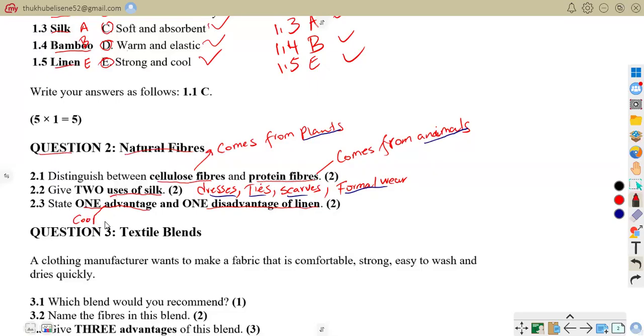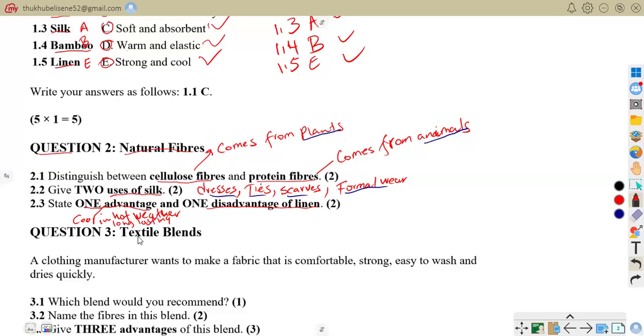Cool in hot weather. Linen is breathable and helps the body stay cool. Or you can say it is also long lasting. It's long lasting.